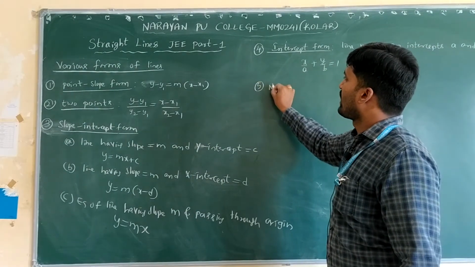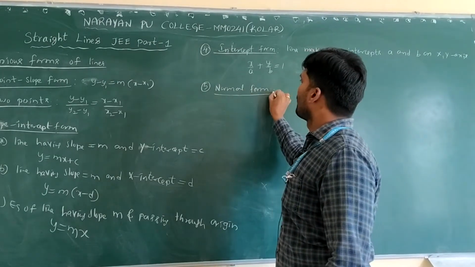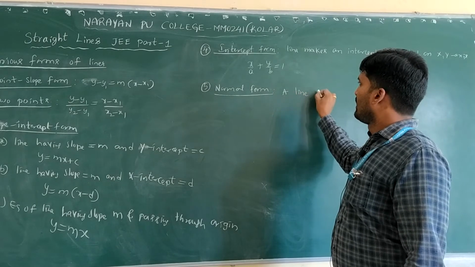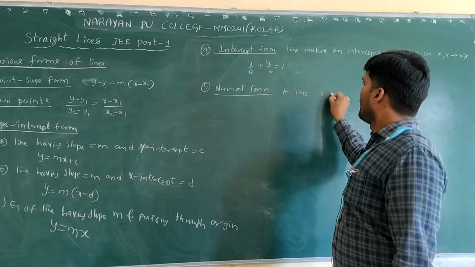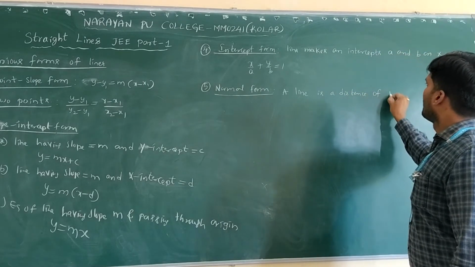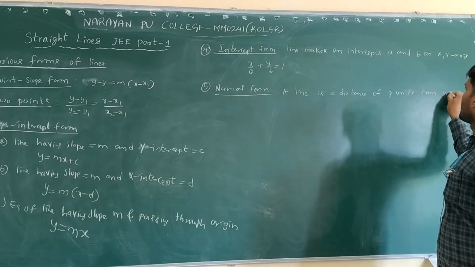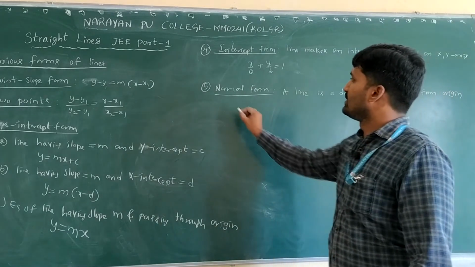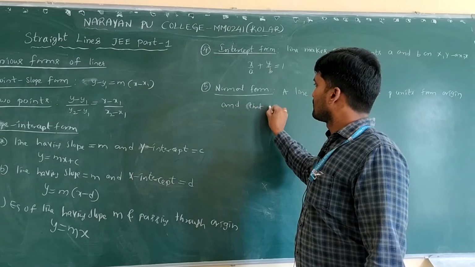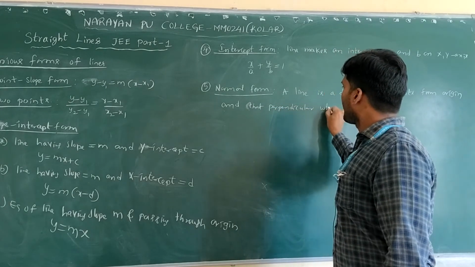Next, what is meant by normal form of a line? Normal form. These are the main parameters we should remember. A line is at a distance of p units from the origin, and that perpendicular makes an angle.